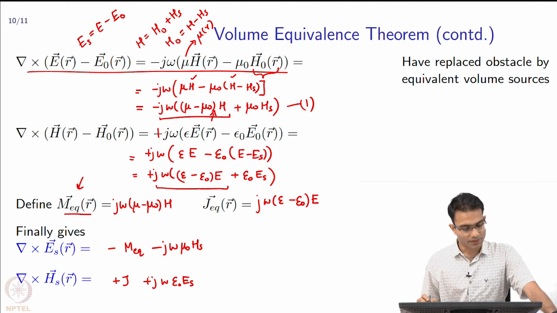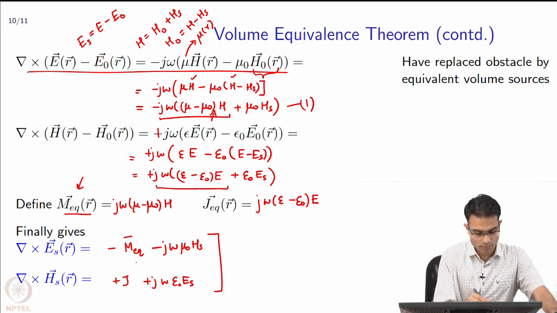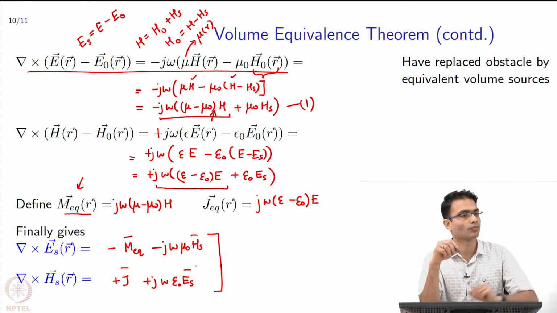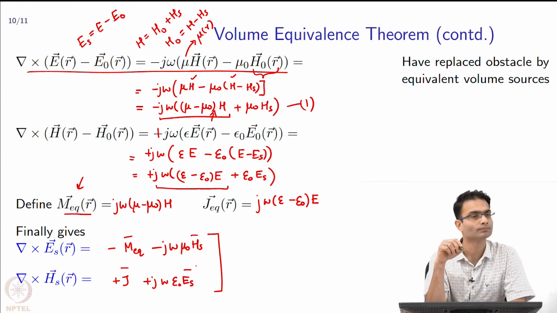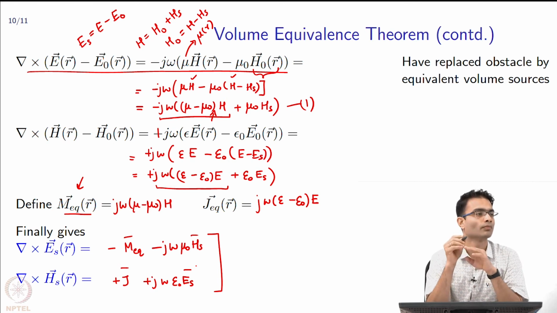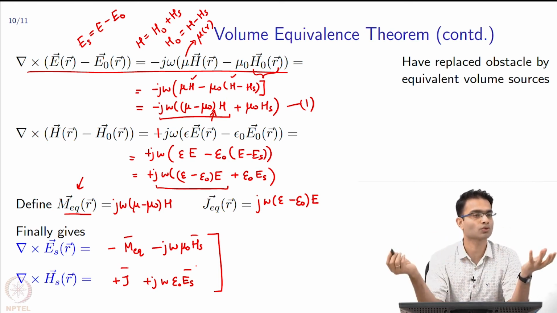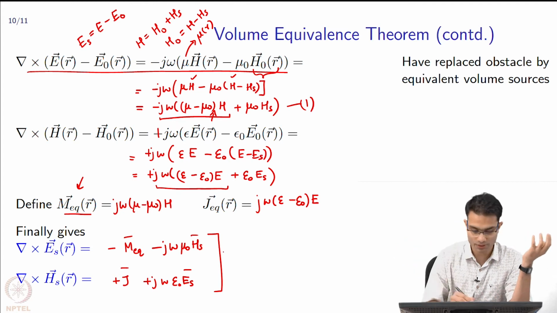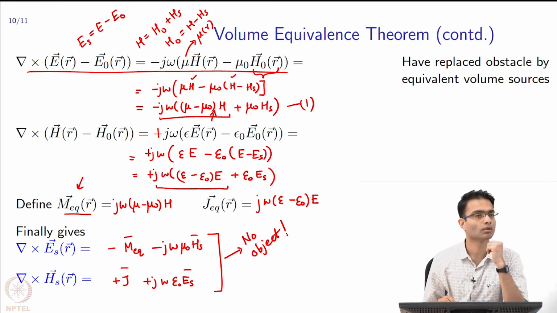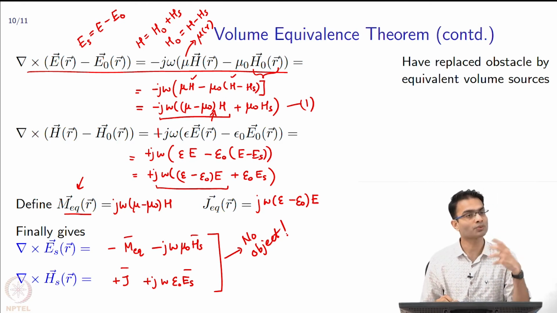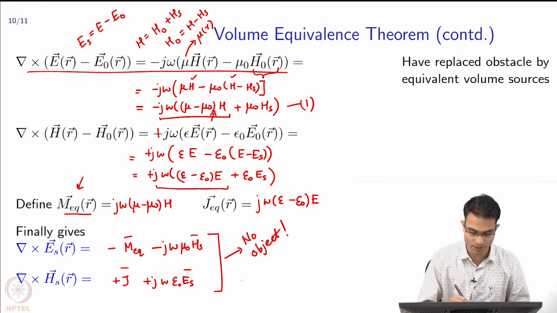Now when you look at these equations, what do they look like? They look like original Maxwell's equations, in which case, when there is an object or when there is no object? No object, right. But what have we had to pay as a price? We have had to introduce some new equivalent currents.